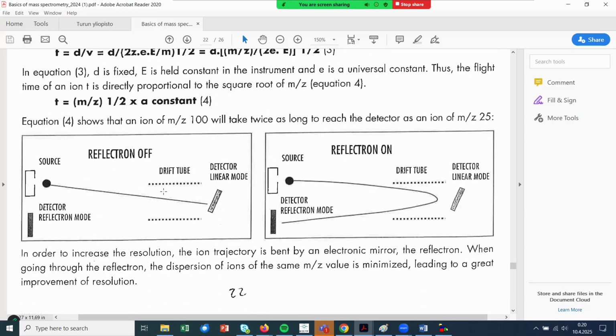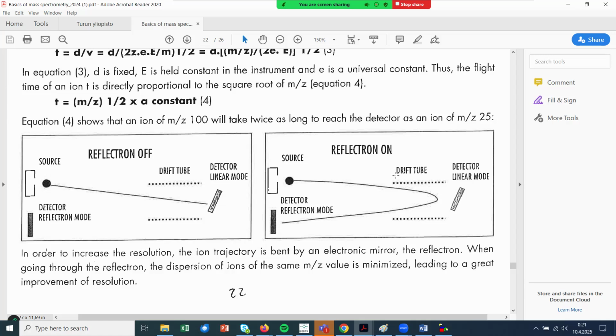Now the tube itself, it's described here. It's linear, but actually we don't use it in a linear mode in the sense that what we usually do is that we start to accelerate the ions here, and they come to this kind of electronic mirror called the reflectron. And after the reflectron, the ions are mirrored back, and they fly again the same path before they reach this detector here.